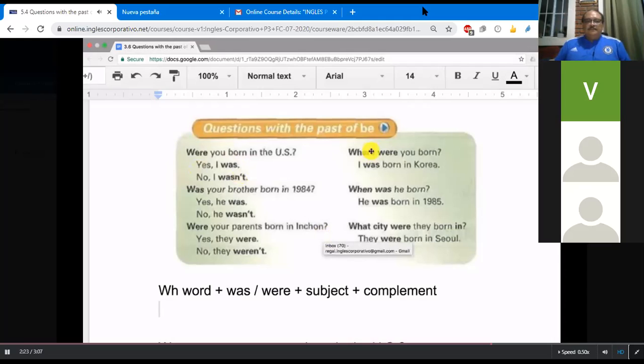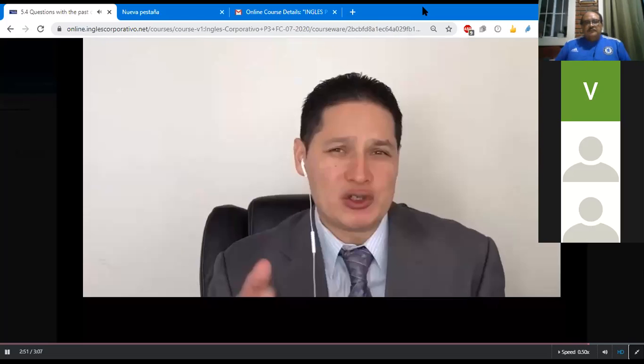Where were you born? In this case, this is a WH question, so we need to add a WH word. The first thing we need to do is to add a WH word. Next, we need to include the verb to be in the past, were. After that, we need to add the subject, you. Finally, we need to add a complement and a question mark. Born.